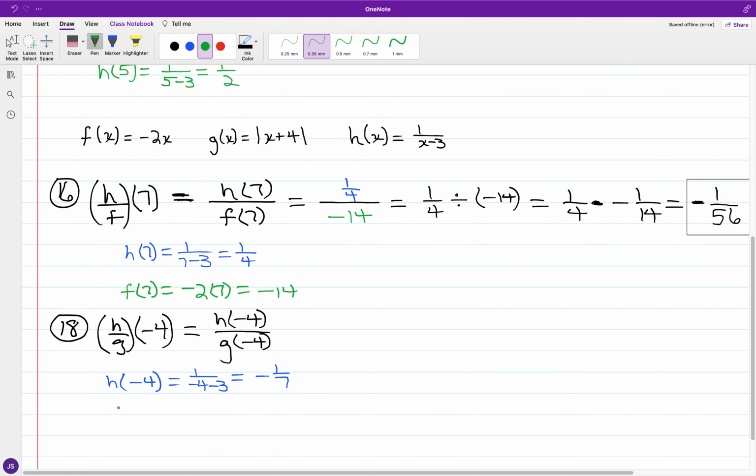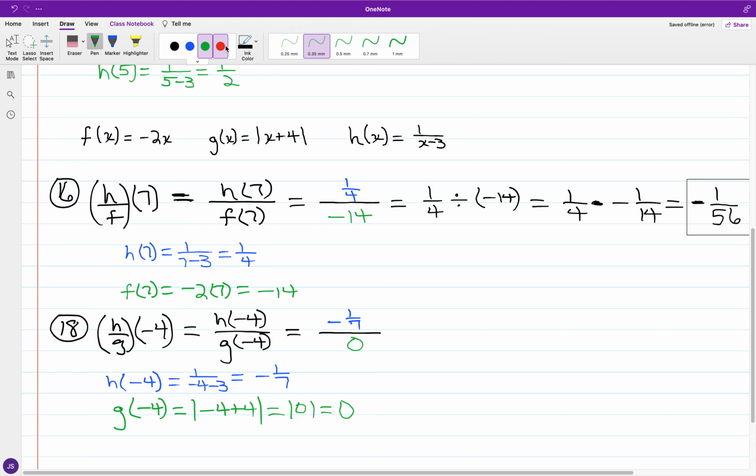And as for g of negative 4, we have the absolute value of negative 4 plus 4. Negative 4 plus 4 will cancel. So we have the absolute value of 0, which is going to be 0. And so following through, h of negative 4 is negative 1/7. So that is the numerator of this overall fraction. And for g of negative 4, that is going to be 0.